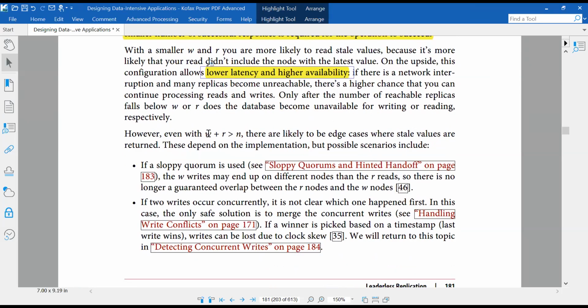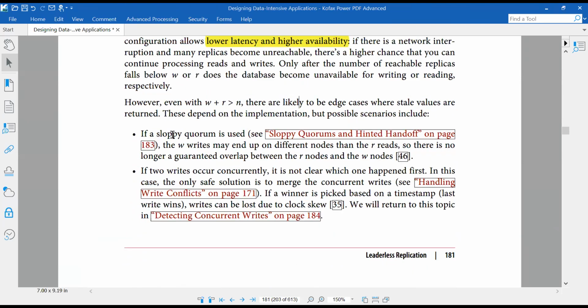However, even with W plus R greater than N, there are likely to be edge cases where stale values are returned. These depend on the implementation. Possible scenarios include: if a sloppy quorum is used, on page 183, the W writes may end up on different nodes than the R reads. So there is no longer a guaranteed overlap between the R nodes and the W nodes.